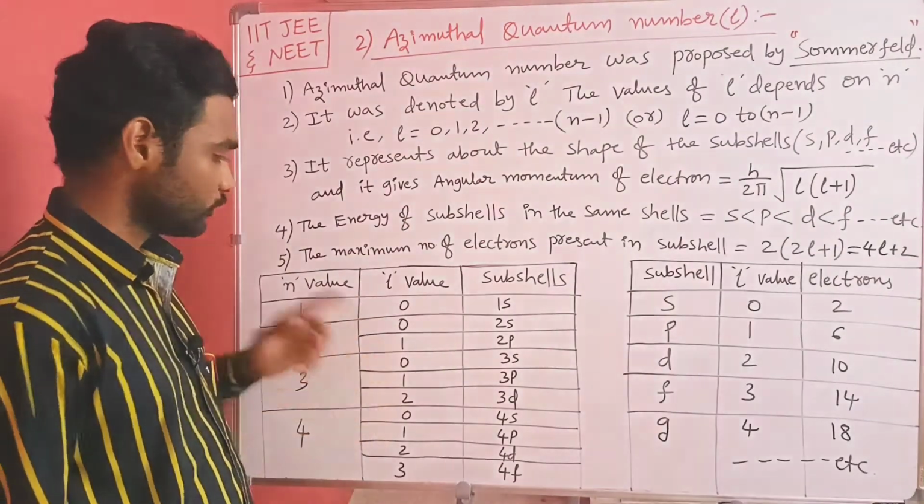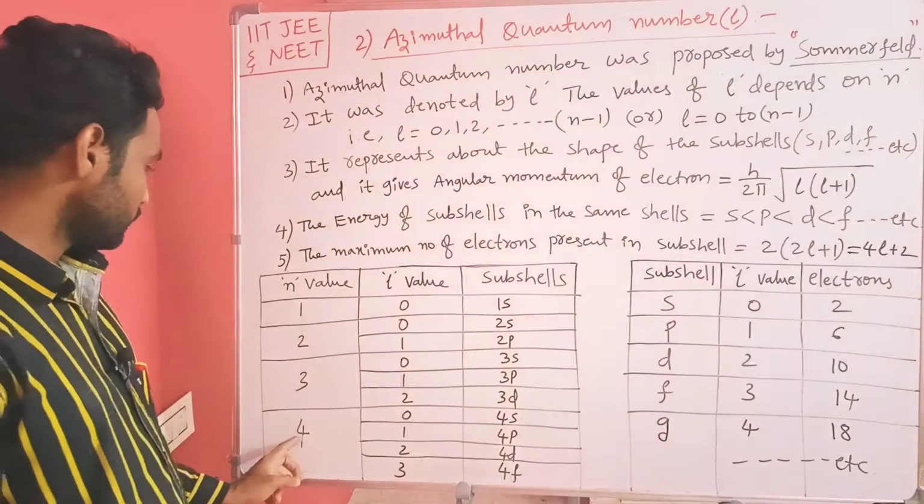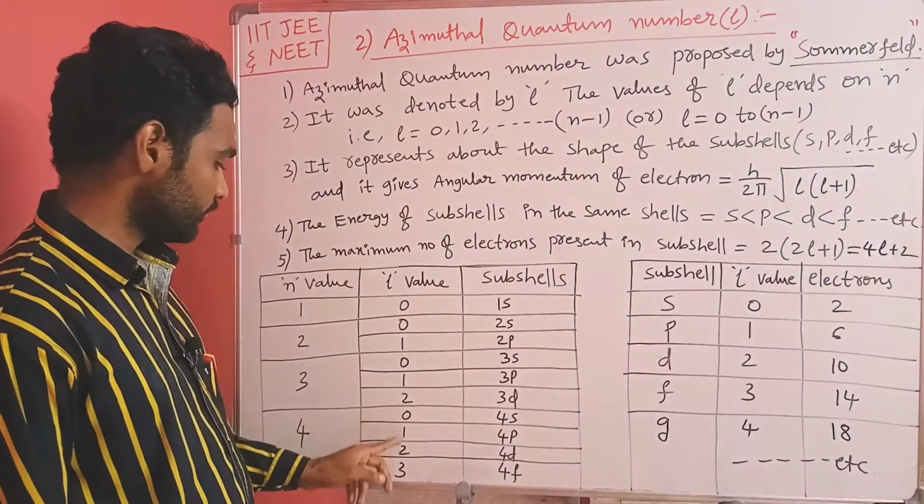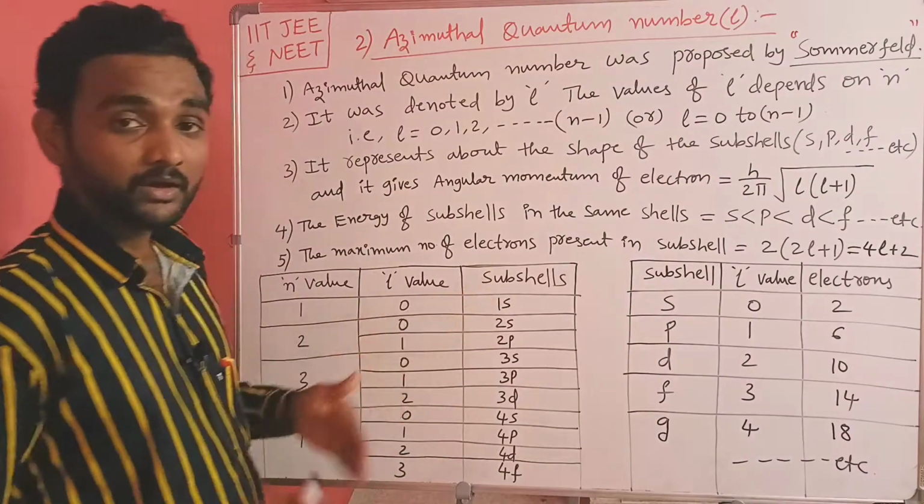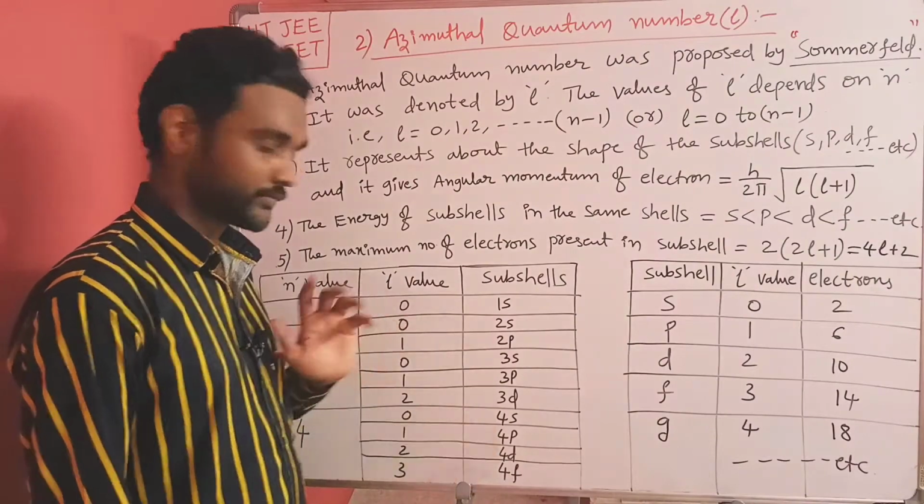L value is 0, 1, 2. Three subshells are there. What are they? 3s, 3p, 3d. Now fourth shell, I mean N shell. Here L value is 0, 1, 2, 3. Four subshells are there. What are they? 4s, 4p, 4d, 4f.